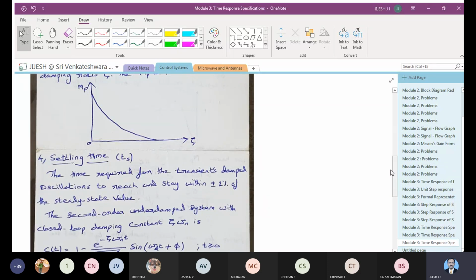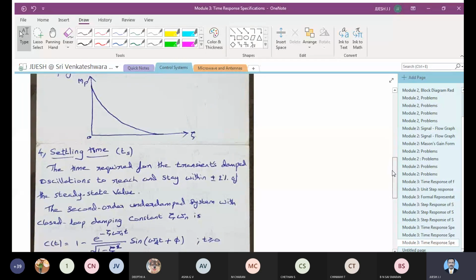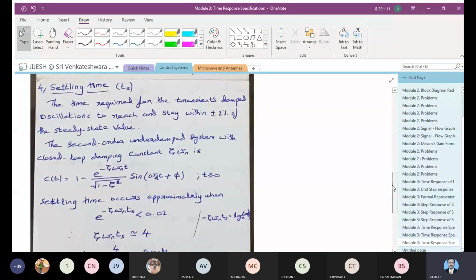So you should know the importance of C of t. Never make a mistake in writing C of t. At least practice the equation 2-3 times: 1 minus e to the power of minus zeta omega n t divided by root of 1 minus zeta square, sine of omega d t plus phi. So for settling time, you can just write down the definition: the time required for the transient damped oscillation to reach and stay within 2% of the steady state value. This is important.